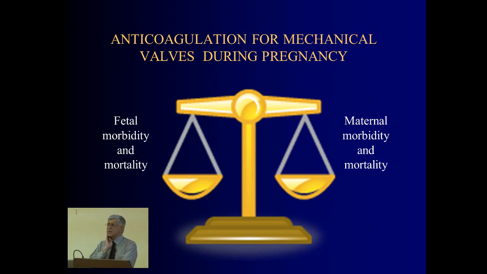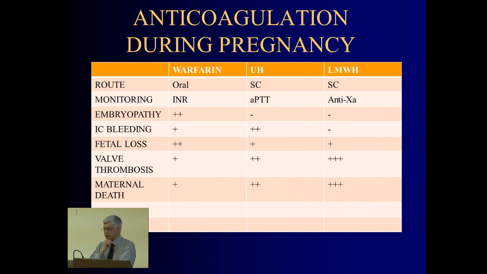These are the various agents that we use during pregnancy: warfarin, unfractionated heparin, and low molecular weight heparin. And each of them has its advantage and disadvantage. Clearly, warfarin is taken orally. It's easy to take as opposed to the other two. The monitoring is quite easy with the INR as opposed to the PTT with unfractionated heparin, and the more difficult and more expensive anti-factor Xa that needs to be measured in patients who are taking low molecular weight heparin. Embryopathy is predominantly a problem of warfarin.